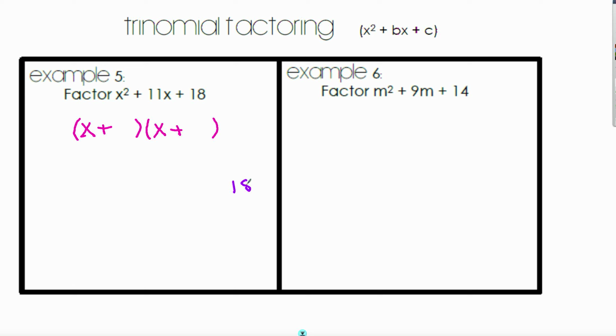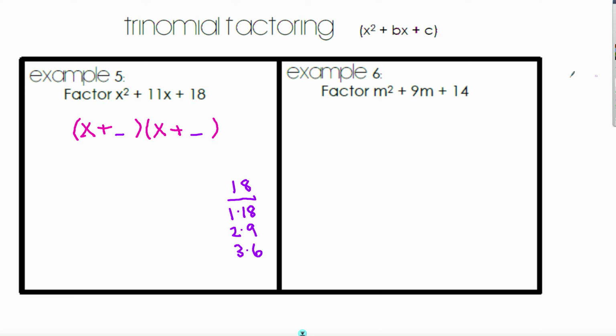So then I'm going to go over here, kind of off to the side, and think about the number 18. I'm going to think about all the possible things I can multiply to get the number 18. I could have 1 times 18. I could have 2 times 9. I could have 3 times 6. And so I look at all these things I can multiply to get the product of 18.